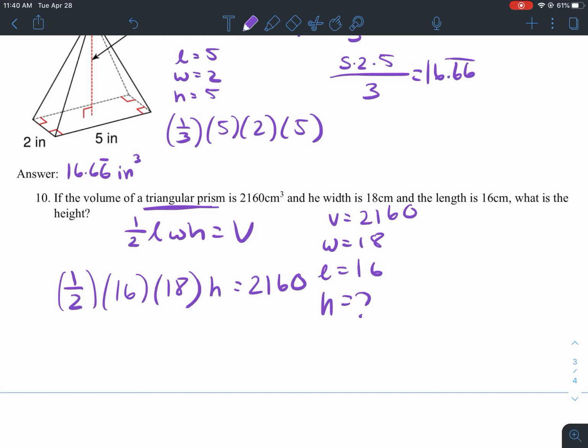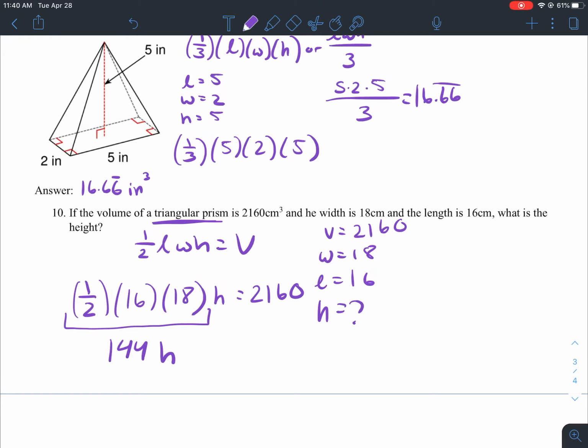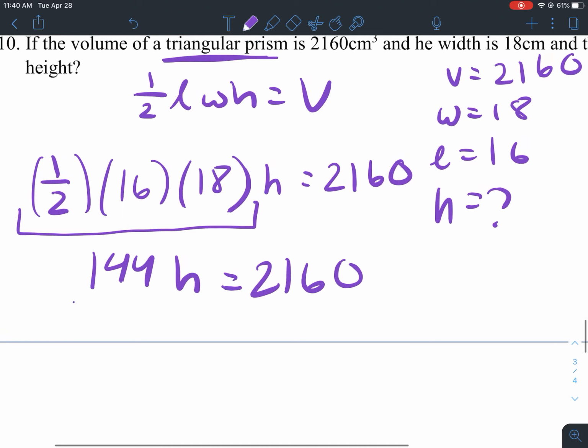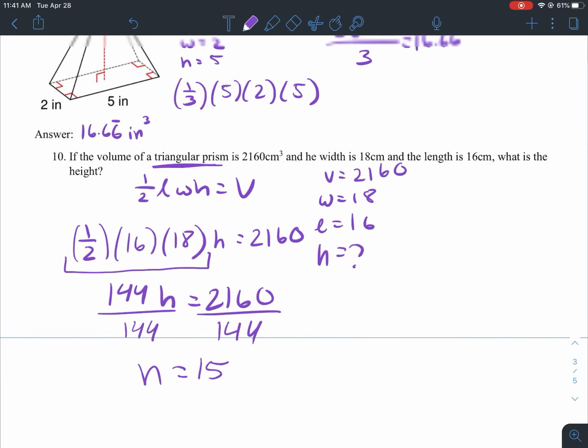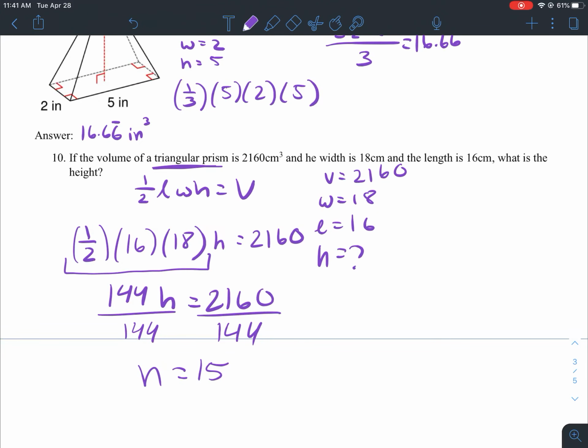So now what you want to do is multiply all of these numbers that are attached to the H. If you do 1/2 times 16 times 18, you get 144. So you get 144H equals 2,160. Then all you need to do now is solve for the height, so you divide by 144. When you do that, you should get 15. And since height is just the length of something, it's one-dimensional, it's just going to be 15 centimeters.